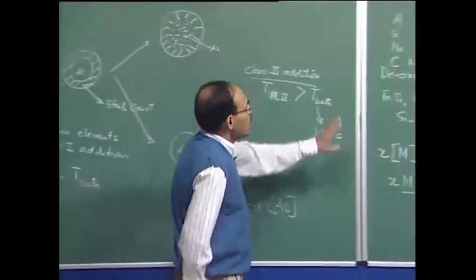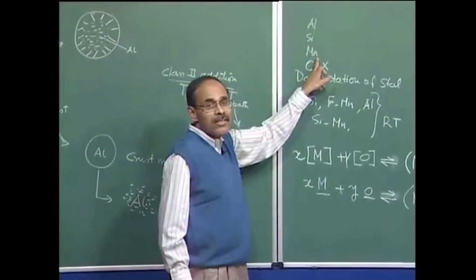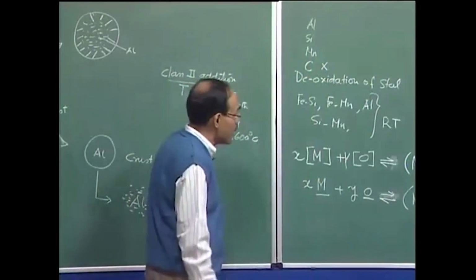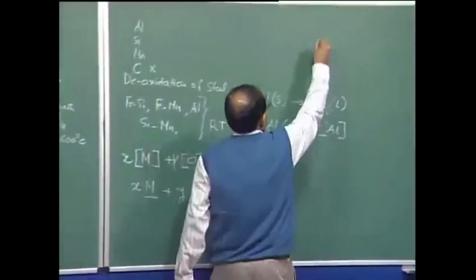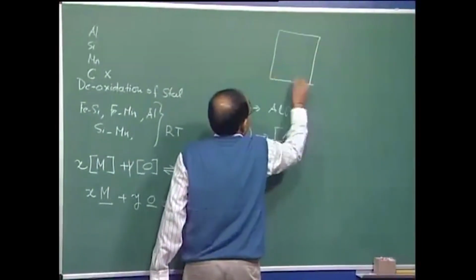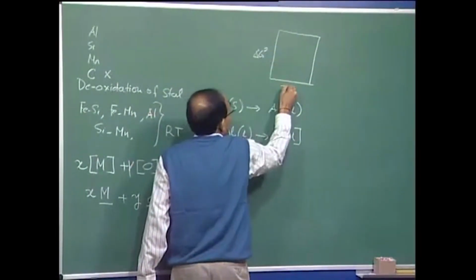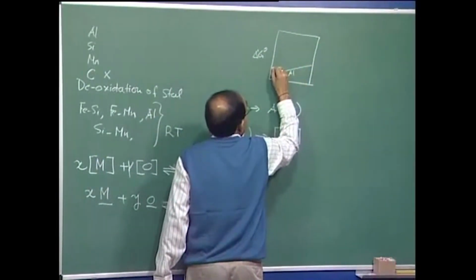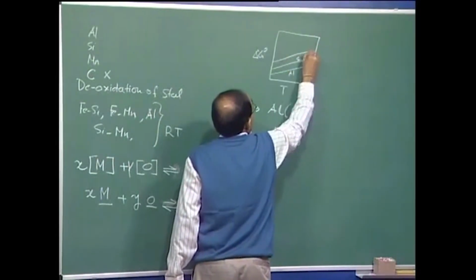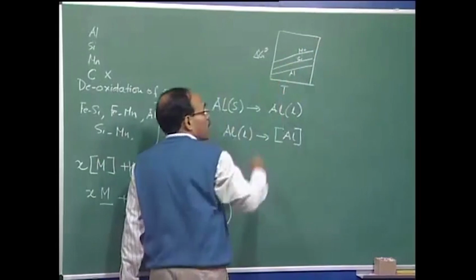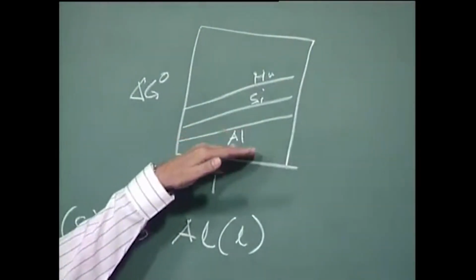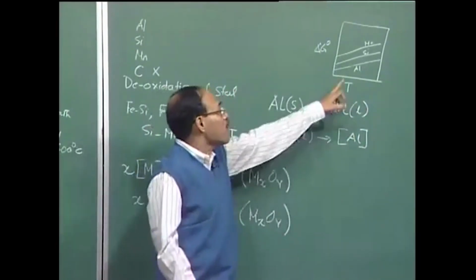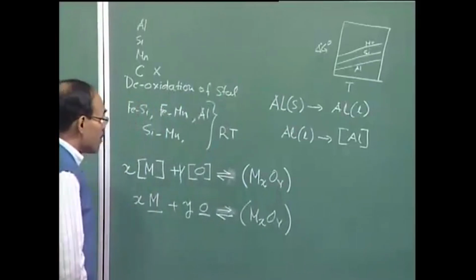Now, these elements have great affinity towards oxygen, and where do we know this from? We have seen the oxygen Ellingham diagram, which is a plot between delta G naught and temperature. There we have seen the aluminum line here, and then we have a silicon line here, and then the manganese line here, and the carbon line even above. Lower is the position of the line in the oxide Ellingham diagram, greater is the stability of the oxide, or greater is the affinity of the element towards oxygen.